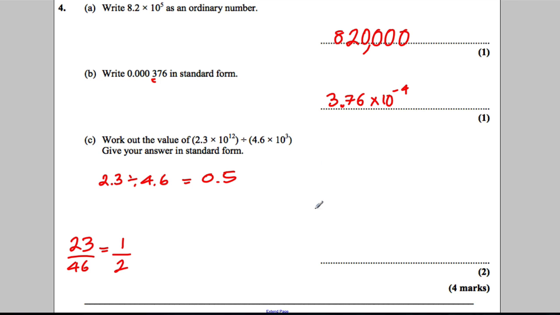So this answer here would be 0.5 times 10. We're doing a division, so we take them away. 12 take away 3 is 9. There's a problem. That's not between 1 and 10, so we make it a 5. You've just done a divide, let's decrease this power. Or you've increased that by 10, so as not to change the answer, you decrease that by a power of 10.